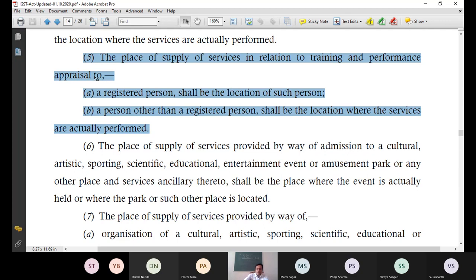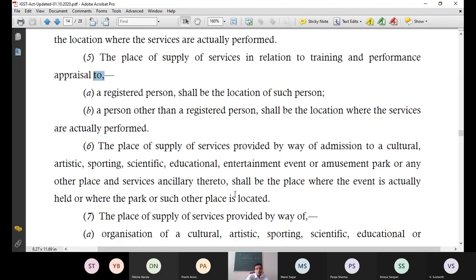So, training services to, this is the word, to whom, clause A. If these services are given to a registered person, then it does not matter where the services are given. What matters is the location of the recipient. Then, location of the recipient is the place of supply. If these services are given to any person other than a registered person, then location of recipient doesn't matter now. Because if you are unregistered, then what is your location? No, doesn't matter. Then it depends where the services are actually performed.